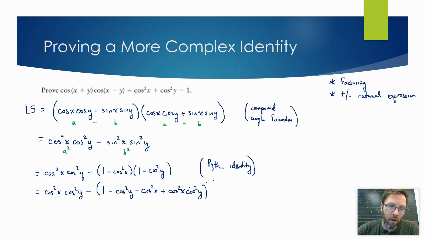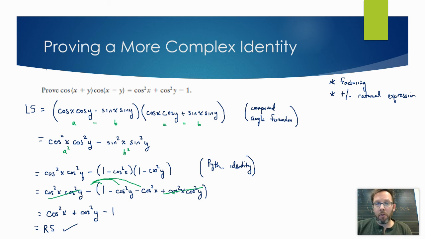Aha, and maybe you can see where this is going. In fact, we're basically done here. Cosine squared x times cosine squared y, and we're going to be subtracting the same thing. They're going to subtract to 0. And then if we distribute in this negative, we're going to get negative 1, positive cosine squared y, and positive cosine squared x, which is exactly the right-hand side. Left-hand side equals right-hand side, done.